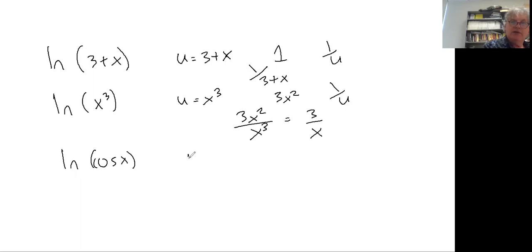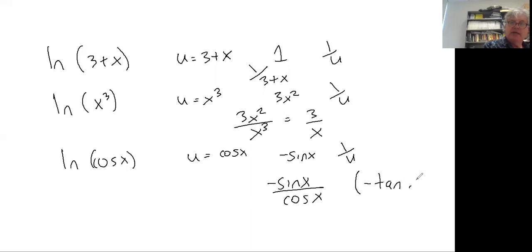And over here, we let u equals cosine x. So its derivative is minus sine x. And again, the derivative of ln of u is 1 over u. Multiply these together, you get minus sine x on cos x, which you might recognize as minus tan x.